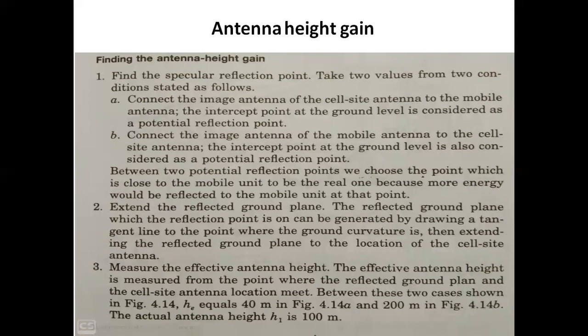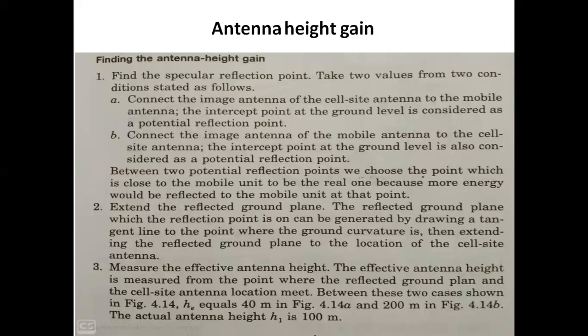So first condition is connect the image antenna of the cell site antenna to the mobile antenna. The intercept point at the ground level is considered as the reflection point. So here we are connecting the cell site antenna image to the mobile antenna. When we are connecting these antennas, the intercept point at the ground level is represented as the reflection point. That is the first case.